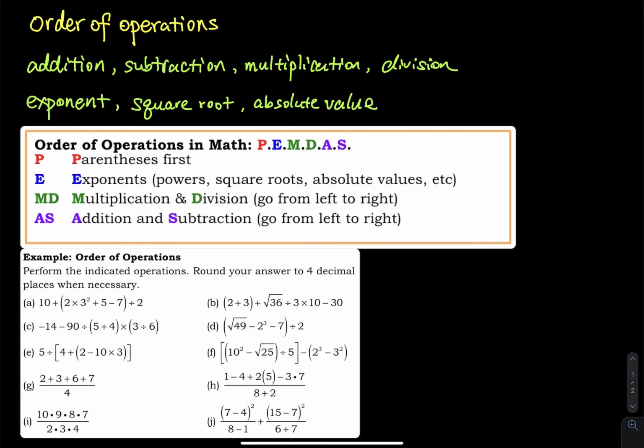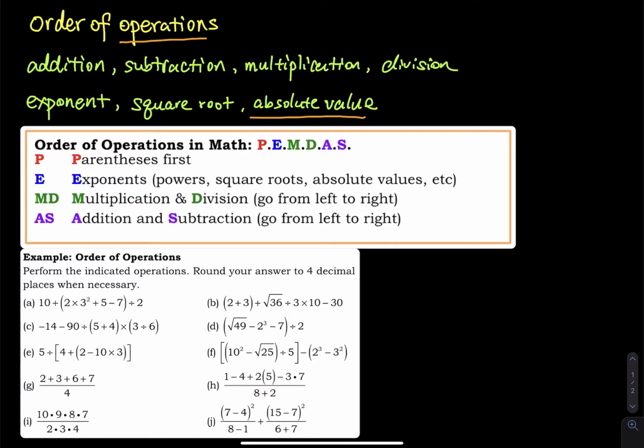Let's discuss order of operation. So in math, operation means addition, subtraction, multiplication, division, exponent, square root, and absolute value. In case you are wondering what absolute value is, it's making a number positive.